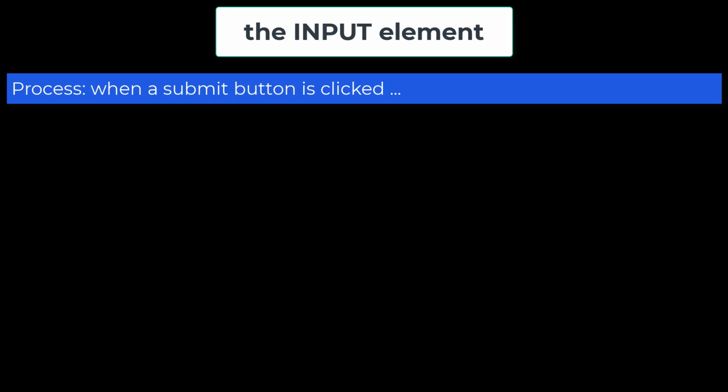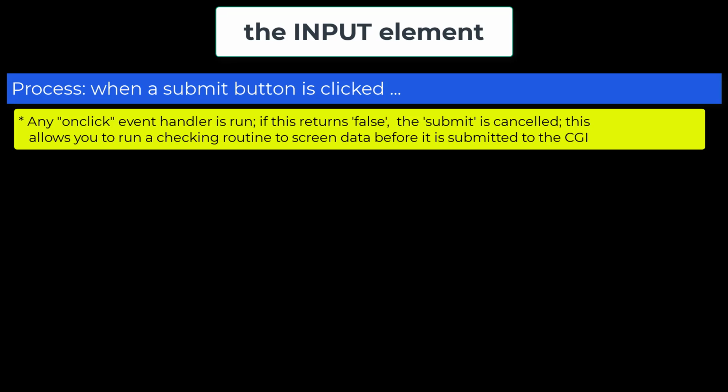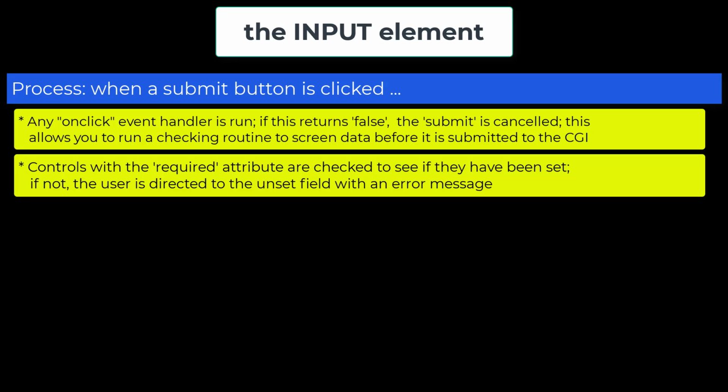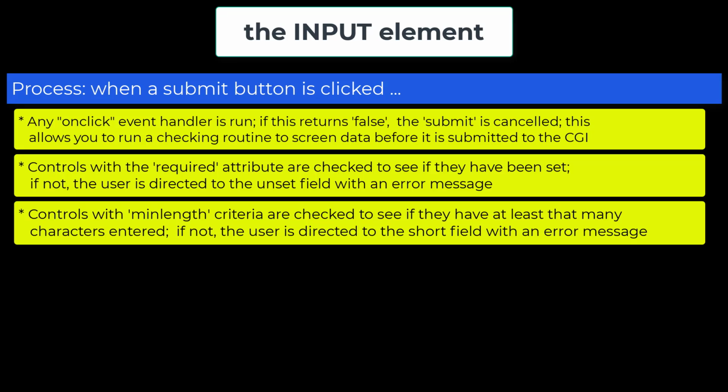So, when a submit button is clicked, any on-click event handler is run. If this returns false, the submit is canceled. This allows you to run a checking routine to screen data before it is submitted to the CGI. Controls with the required attribute are checked to see if they have been set. If not, the user is directed to the unset field with an error message. Controls with min-length criteria are checked to see if they have at least that many characters entered. If not, the user is directed to the short field with an error message.